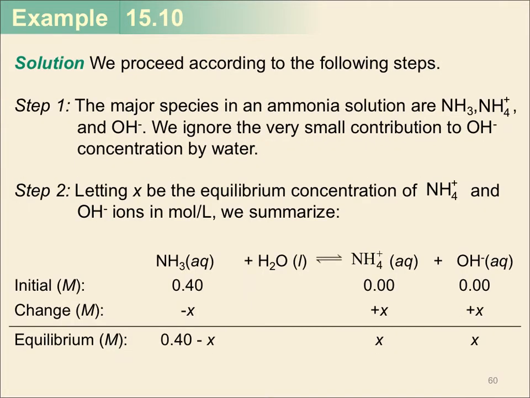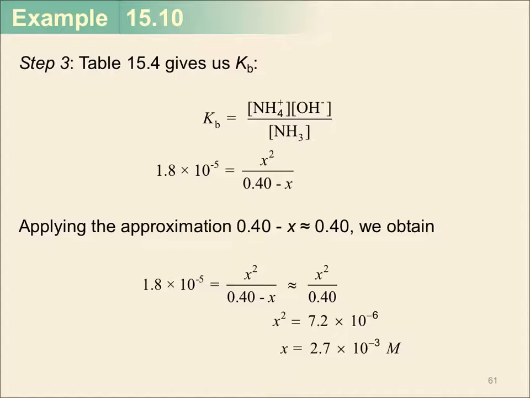So then we set up our ICE table: initial, change, equilibrium. Our initial concentration of ammonia is 0.4 molar. The ammonium ion is 0. The hydroxide ion is 0. We lose x ammonia and we gain x in both ammonium and hydroxide. And at equilibrium, it's 0.40 minus x, and x, and x. Now, because this is a weak base, we can also try our approximation that we talked about for acids.